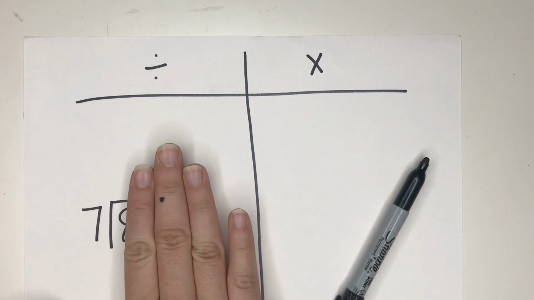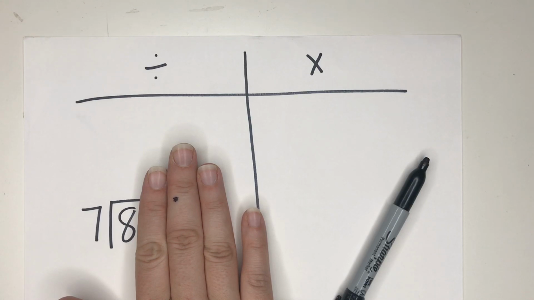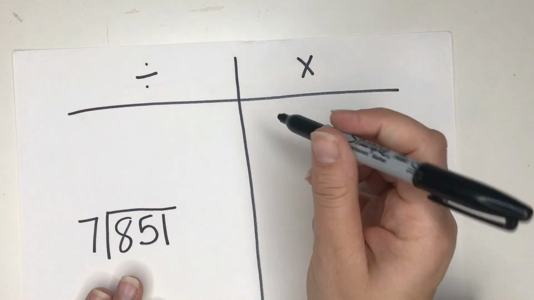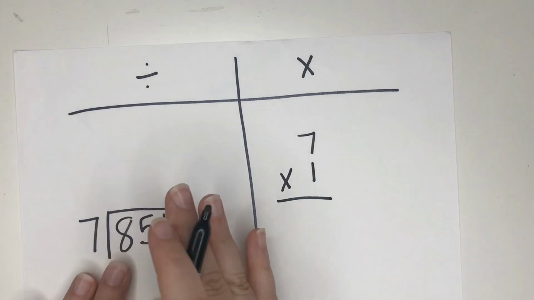So we start off by covering the digits and revealing just the 8. And 8 can be divided by 7, not evenly, but it can. On this side then I mark that 7 times 1 is going to give me a number less than 8.